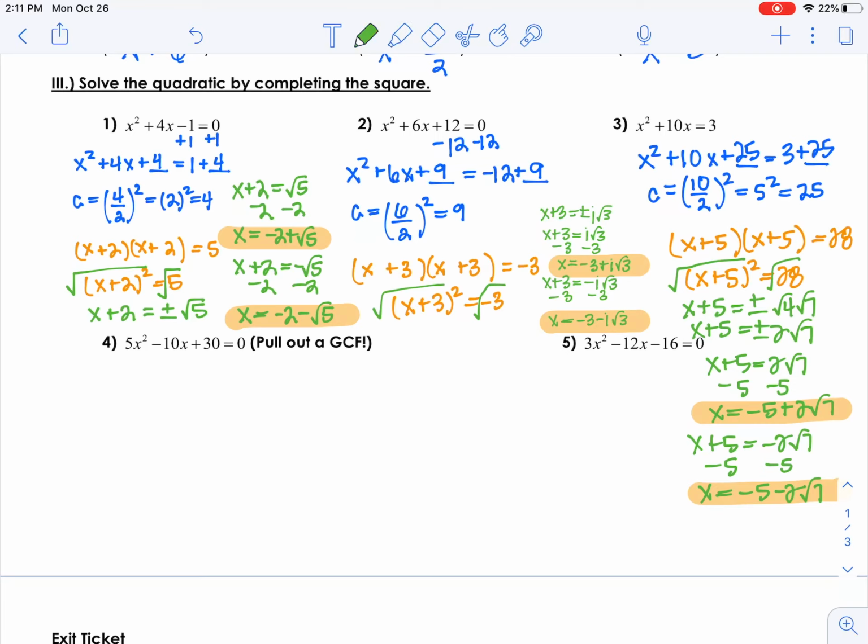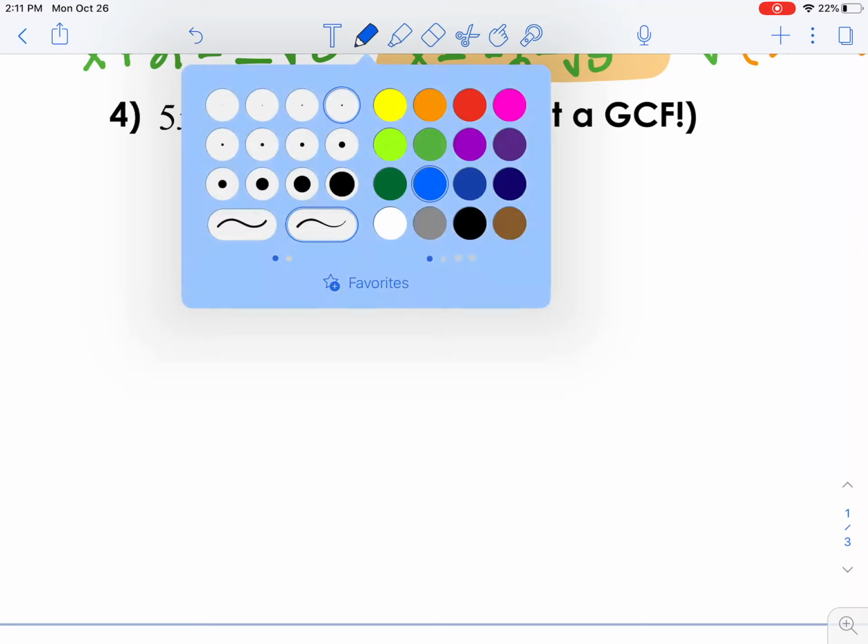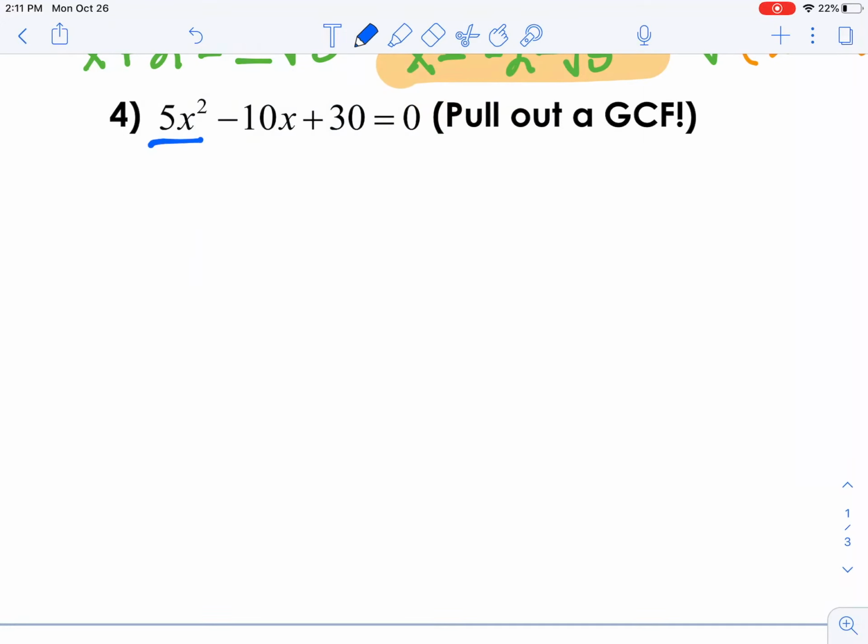We are going to actually end up skipping 5. So it's okay if you wrote in that space. Now number 4 is unique. Notice that number 4 starts out with a number 5, not just plain old x squared. And what we're told to do is pull out our GCF. So we're going to divide everything by our greatest common factor of 5.